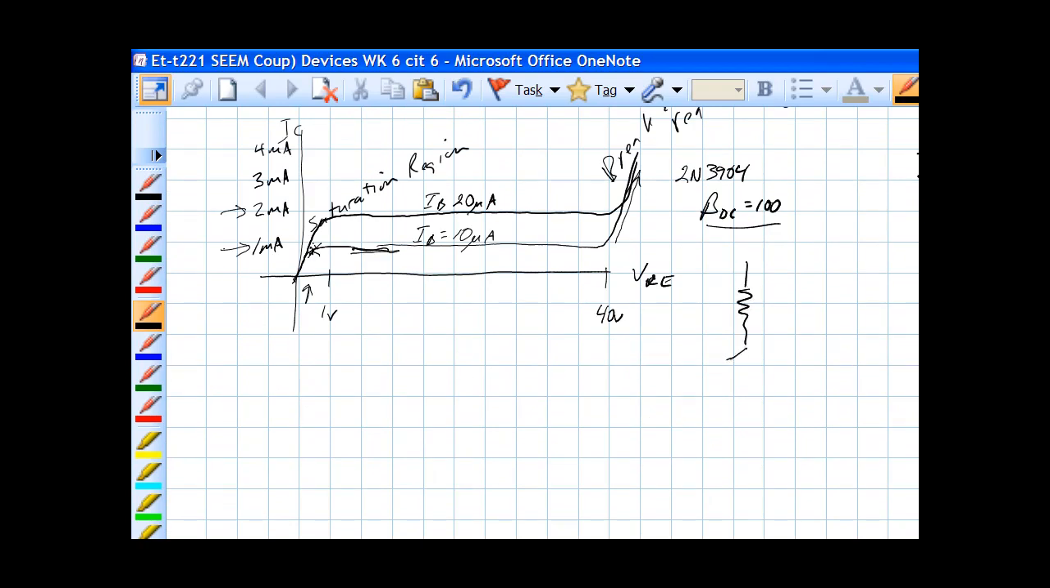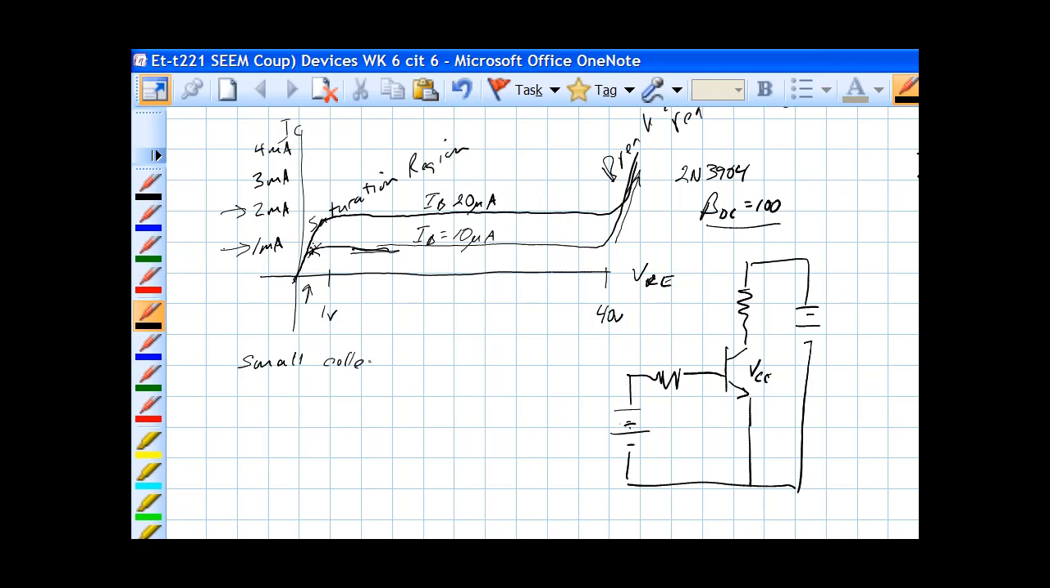VCE is voltage collector to emitter. Draw our circuit again here. No matter what our VCE is, we're just going to have 20 milliamps. Now, we're not trying to rewrite Ohm's law, but these devices are nonlinear, and these act in a certain fashion. They act so that a small base current controls a large collector current.